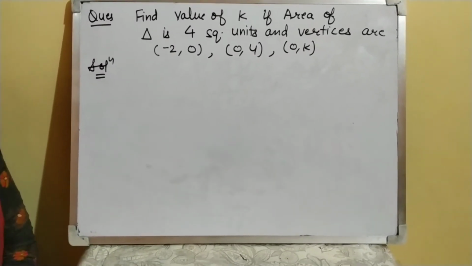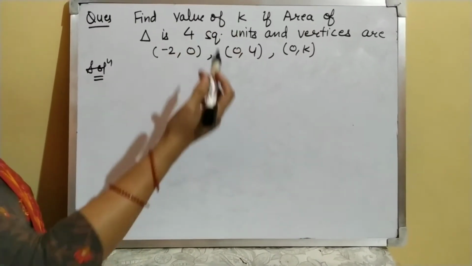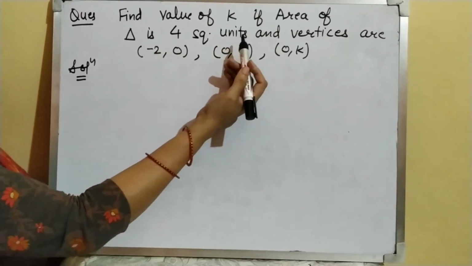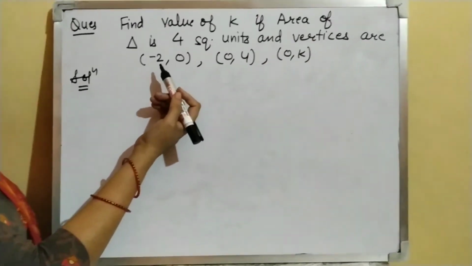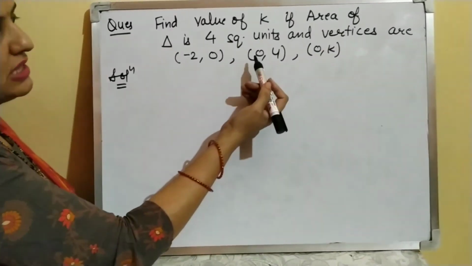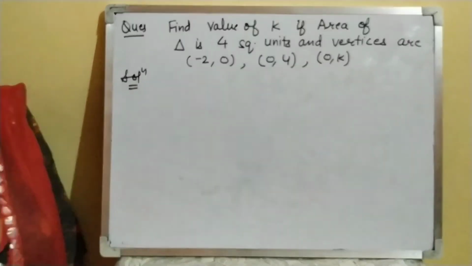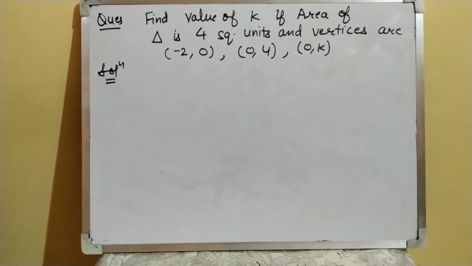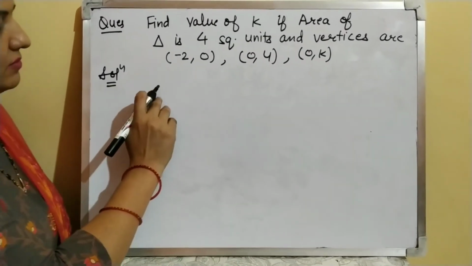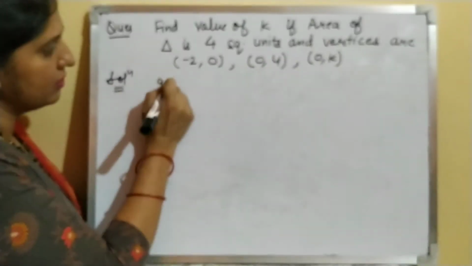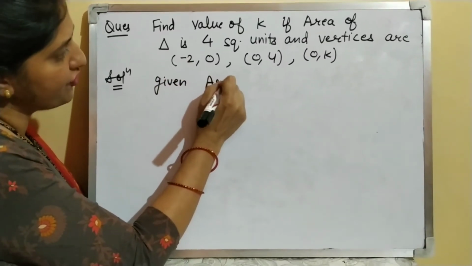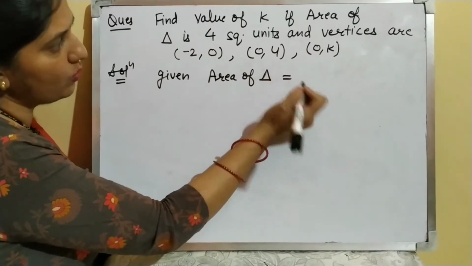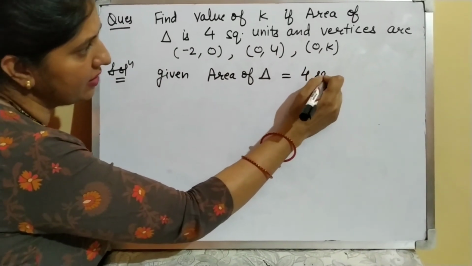Next question is, find the value of k if the area of the triangle is 4 square units and the vertices are (-2, 0), (0, 4) and (0, k). So let's start the question. Here we are given the area of the triangle with these vertices is equal to 4 square units.